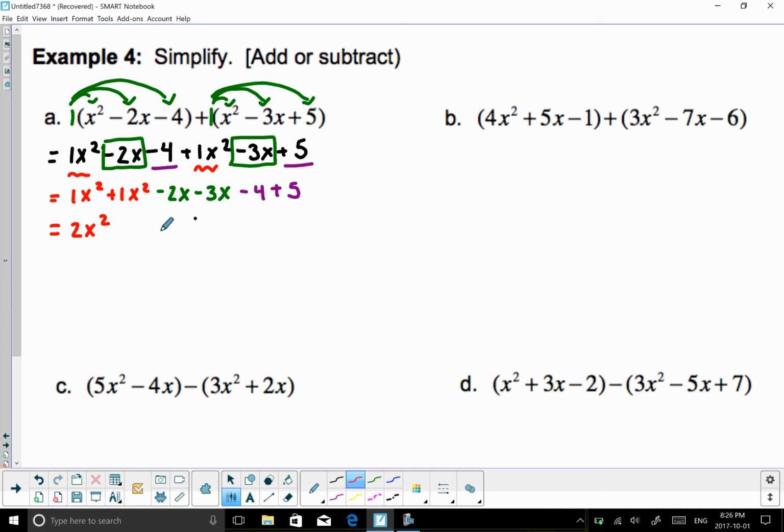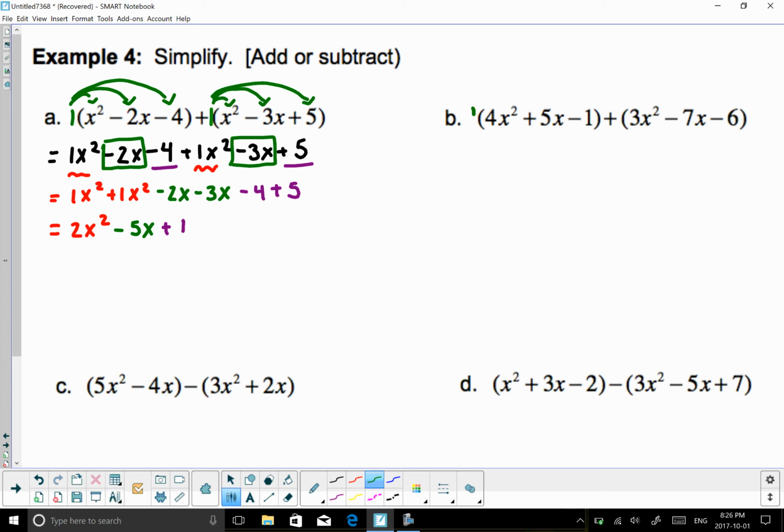These are both negative. So remember, when you're adding two negatives, it becomes a bigger negative. I have a negative 2x and negative 3x. It's negative 5x. Then I have negative 4 plus 5. I have more positives than negatives, so it's going to be a positive answer. I have one more positive than I have negatives, so it's plus 1. You'll notice the end result, I have no like terms. So that's simplifying.